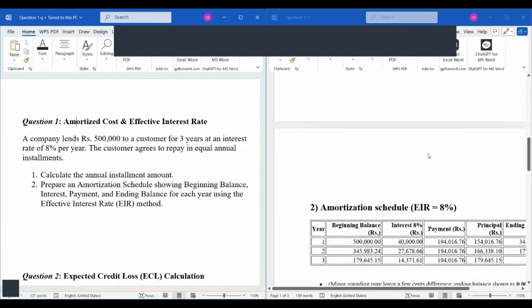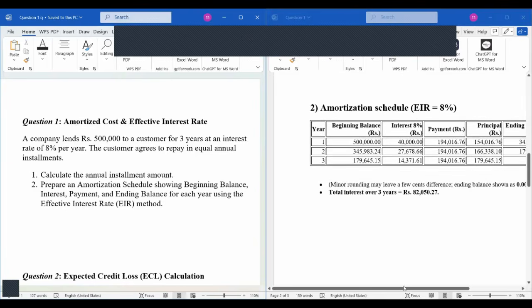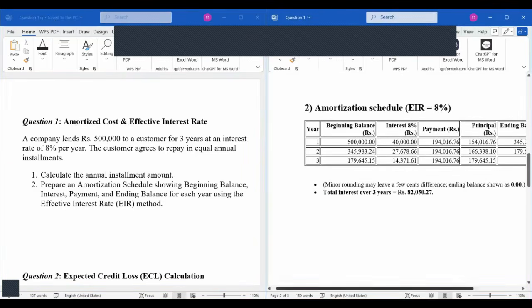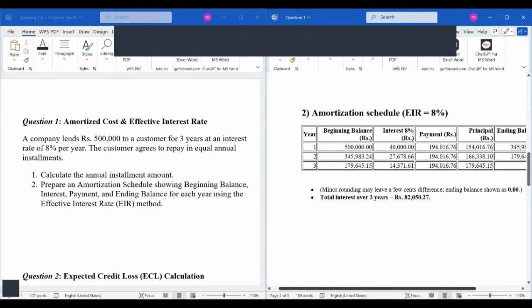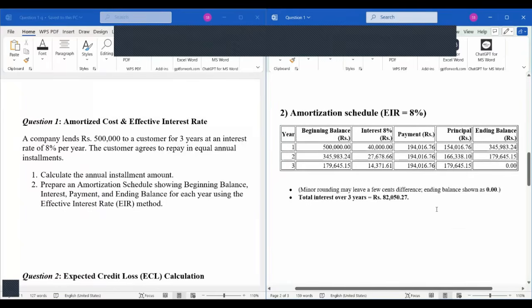The second question is, prepare an amortization schedule showing beginning balance, interest, payment, and ending balance for each year using the effective interest rate method. So this is the format of the amortization schedule. As asked in the question, we have to include the year, beginning balance, the interest, the annual payment, principal amount, and the ending balance.